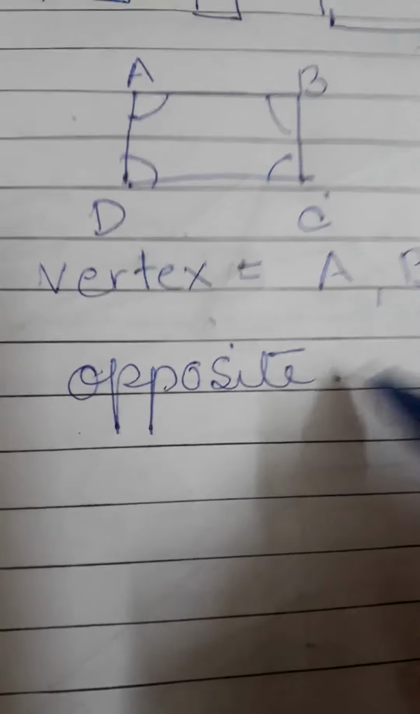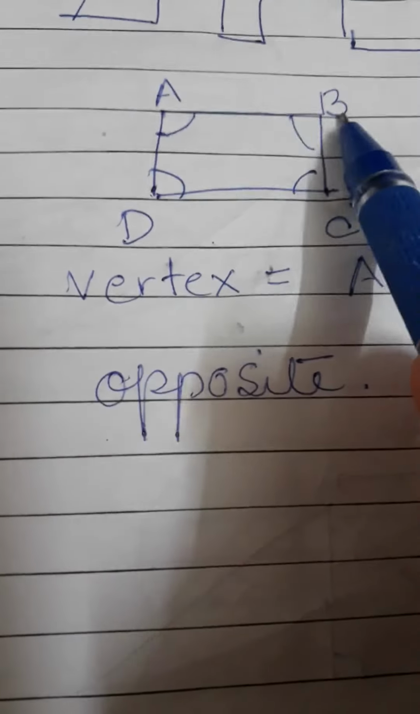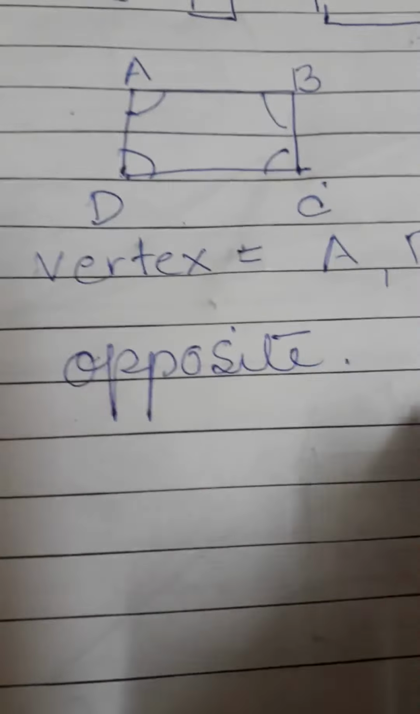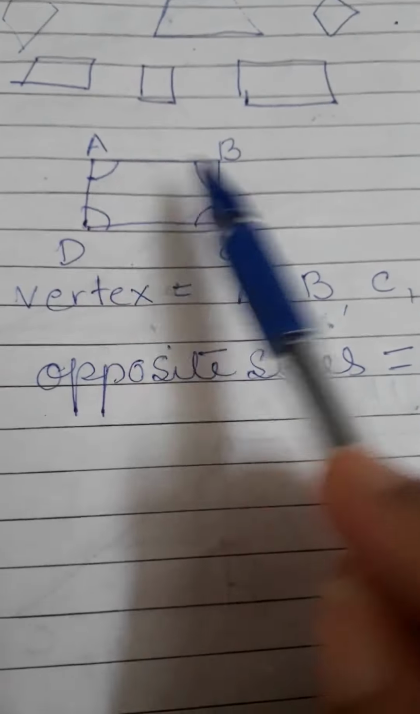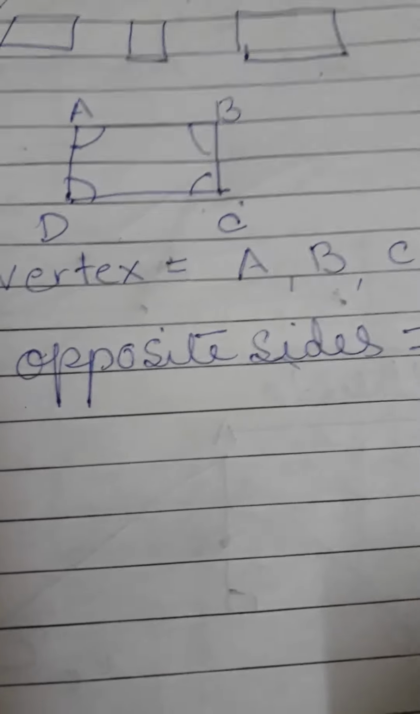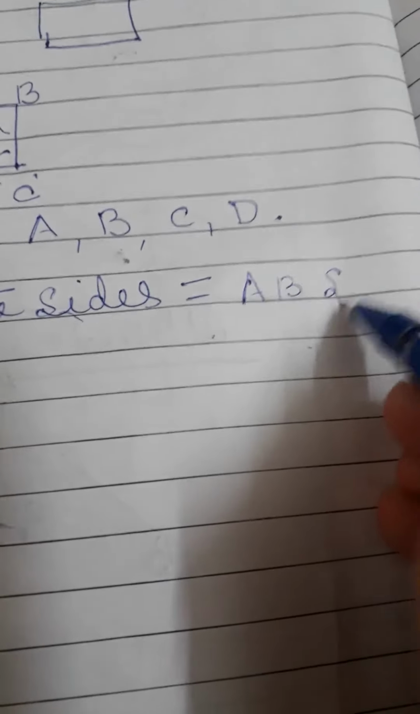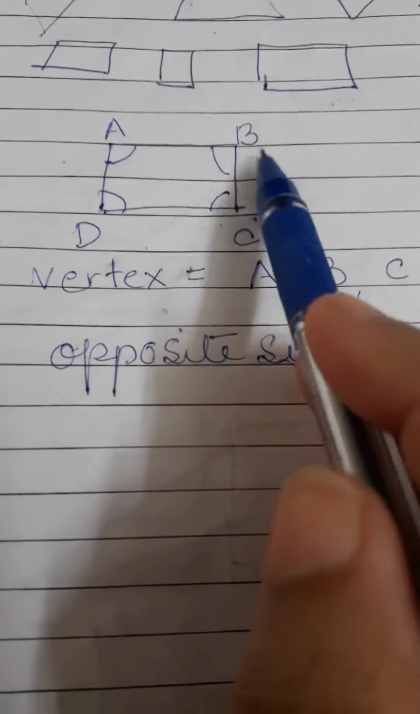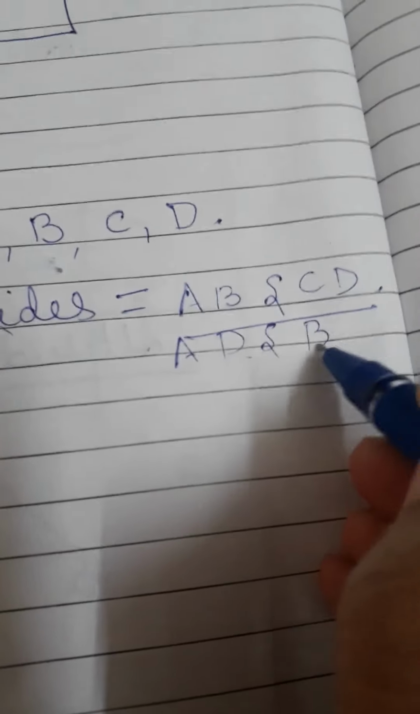Before opposite angles, let's see the sides. AB is a side, BC is a side, CD is a side and AD. Which are the opposite sides? Opposite sides means opposite to each other. AB and CD, or DC, anything you can say. AB and CD, these are the opposite sides. AD and BC, these are also one pair. AD and BC, these are the opposite sides.